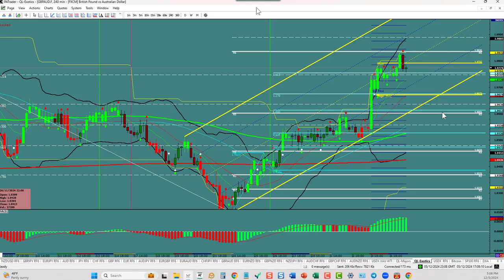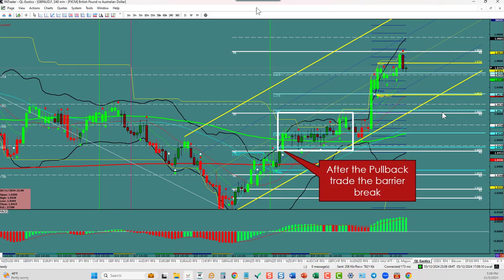All right. So after the pullback, trade the barrier break. So you've got a pullback here. Pullback is behind me. I break this barrier. Where am I going? I'm going to the next one. Now, you see it went up to the 618 and rolled right across there and eventually got enough trajectory to get to the target. Then we get another pullback.